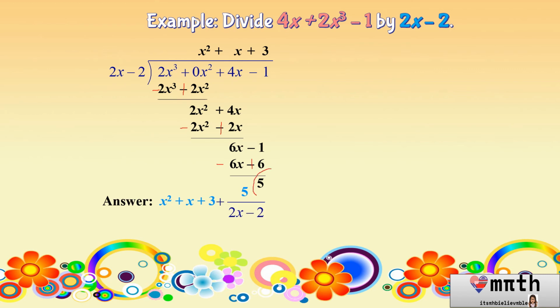So, from there, we can already write our final answer, which is x squared plus x plus 3 plus the remainder 5, all over the divisor, 2x minus 2.